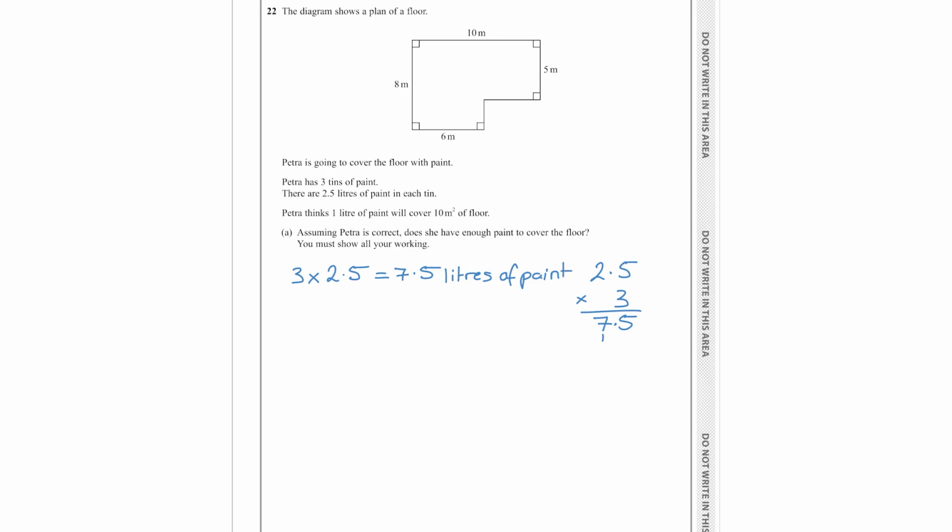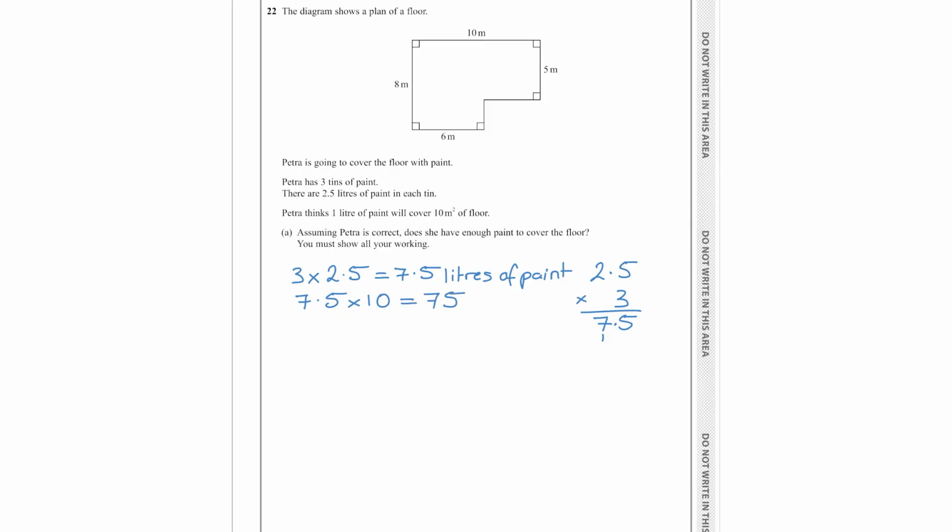Now, what's the next thing? She thinks 1 litre will cover 10 metres squared of floor. So if 1 litre will cover 10 metres squared, she's got 7.5 litres. So we need 7.5 multiplied by 10. That would give us 75.